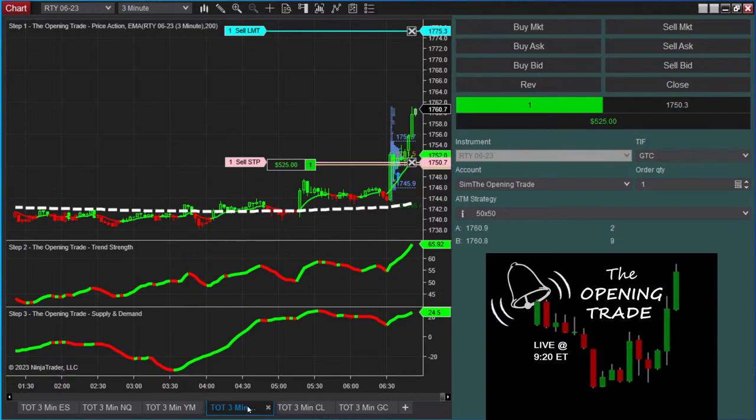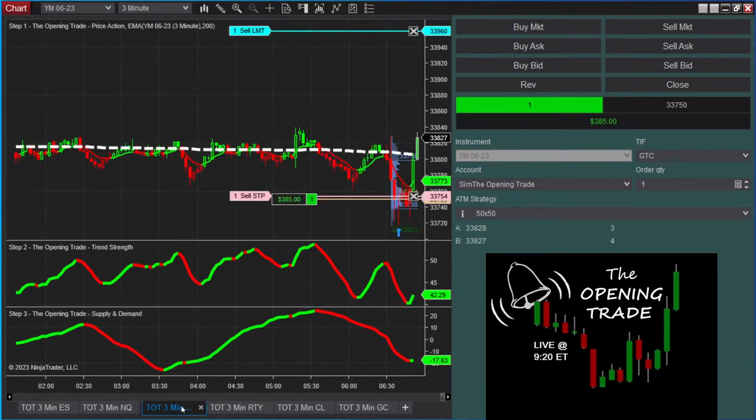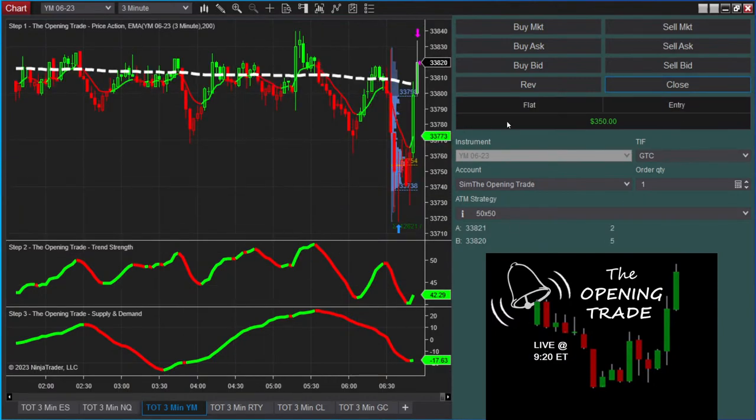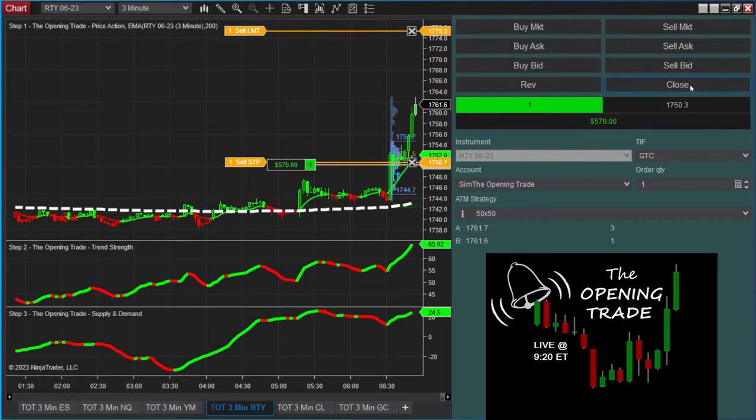What's that mean for the Russell? That means the Russell's doing even better. So we see here 530, 540, 560. We're seeing 400, 405 in the Dow. So everybody's doing really good right now. And we know that we have 7 minutes and 14 seconds until the ISM services PMI comes out. So we're going to go ahead and close. Order filled. So that way we don't get caught up in market kablooey.